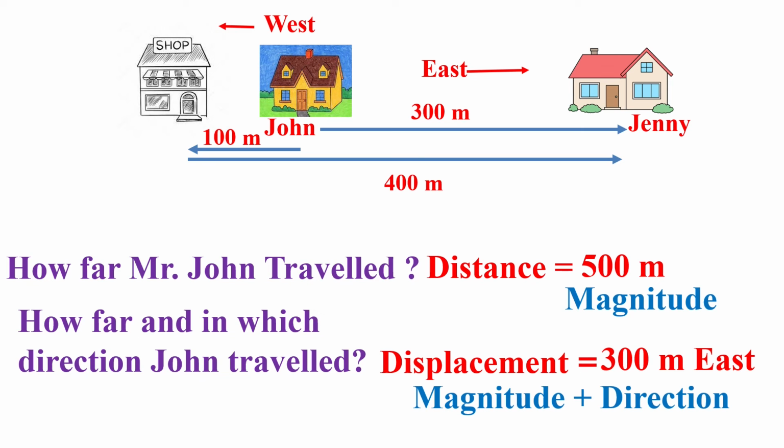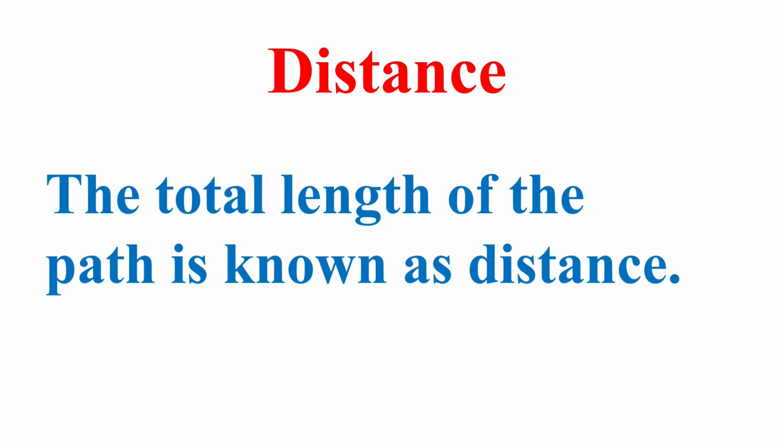Now we can define distance and displacement this way. Distance: the total length of the path is known as distance. Total length of the path means it does not include direction, whether the path turns or not, whether the path is straight or not, it doesn't make any difference. Distance doesn't say direction. It is the length of the path covered by the body.